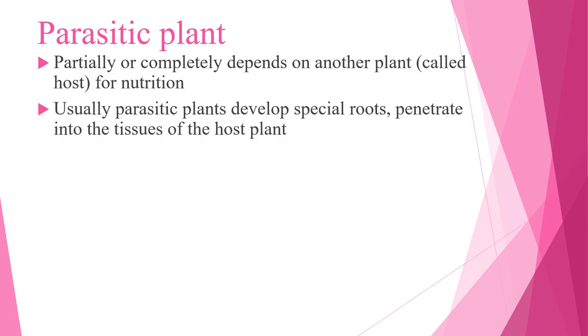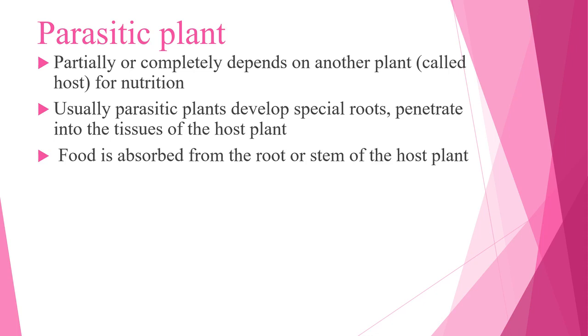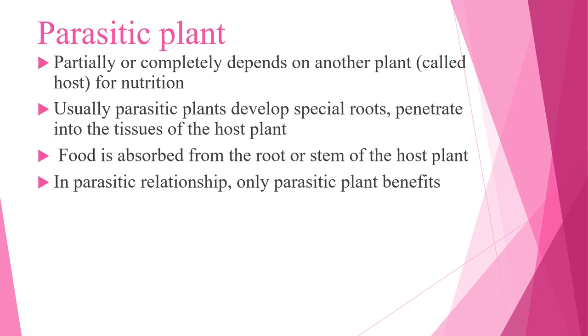Usually, parasitic plants have some special roots. They penetrate into the tissues of the host plant, so they can obtain their food from the root or stem of the host plant. In a parasitic relationship, only the parasitic plant benefits. Why only the parasitic plant? Because the parasitic plant harms the host plant. It slows down the growth of the host plant, and sometimes, rarely, it will kill the host plant itself.